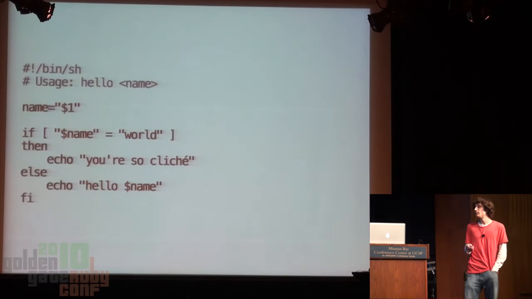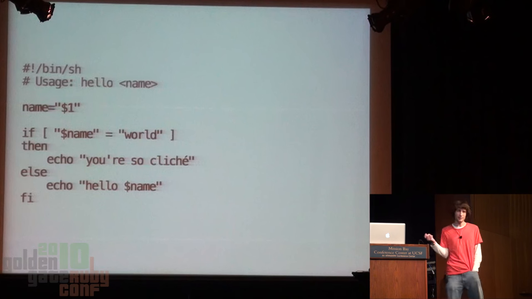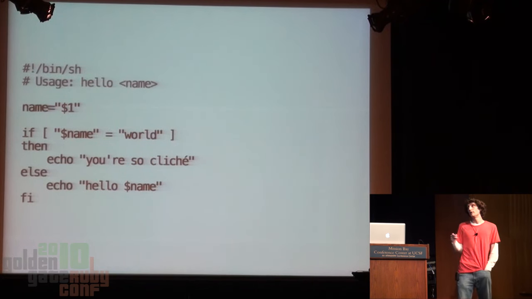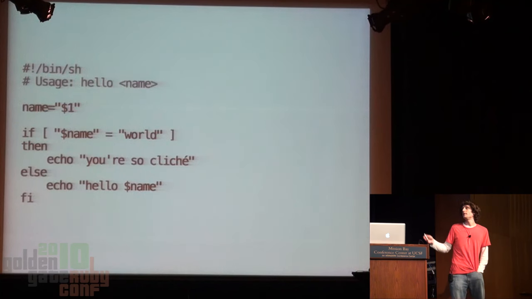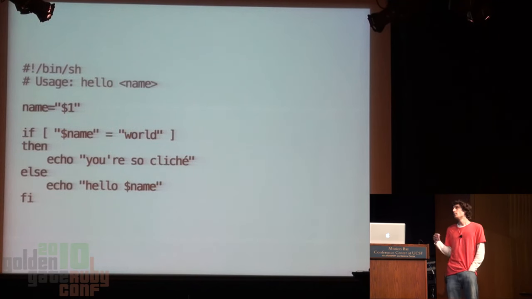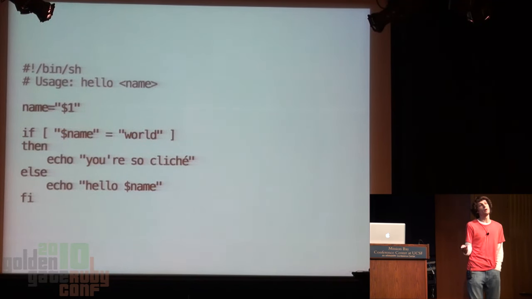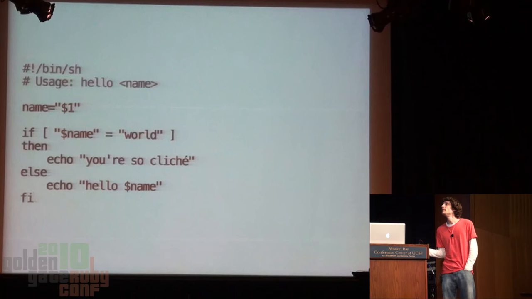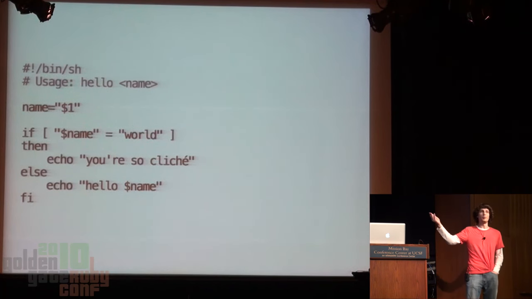So here we have a very simple hello world shell script with a twist. Basically, it's a hello program. It takes a single argument and then echoes back hello whatever name you put in. So if you say hello Josh, it'll say hello Josh. But it has a twist in that if you say hello world, then it'll tell you how cliche you are. So it's a very simple bit of shell code.